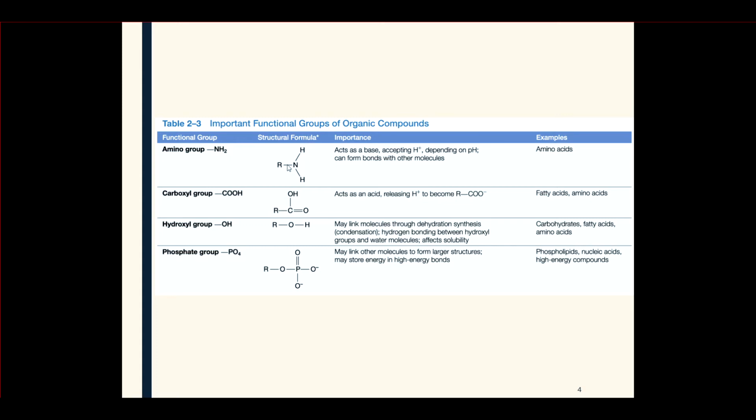This R now represents the rest of the molecule. This could be just like one carbon or a chain of carbons. It could just be different structures here or different elements or atoms. So that just represents the rest of the molecule. Don't worry about this importance here. This is a little bit advanced for us right now. Just know that the place we would find an amino group, as an example, would be an amino acid, right? So NH2.